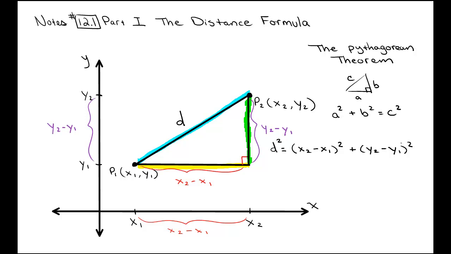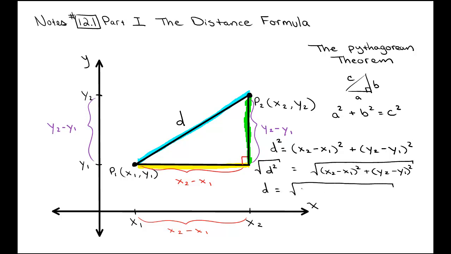So I'm trying to find D. I'm going to take the square root of both sides: the square root of D squared and the square root of all of this. Now when we've been solving equations, when we take the square root of both sides of an equation, there's always a positive and a negative value. But we're going to disregard the negative value in this case because it's impossible for a distance to be a negative value. So I'm only going to take into account the positive value. So D is going to equal the square root of x sub 2 minus x sub 1 quantity squared plus y sub 2 minus y sub 1 quantity squared. And that's my distance formula.